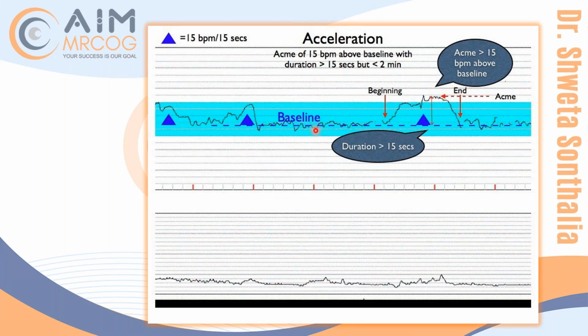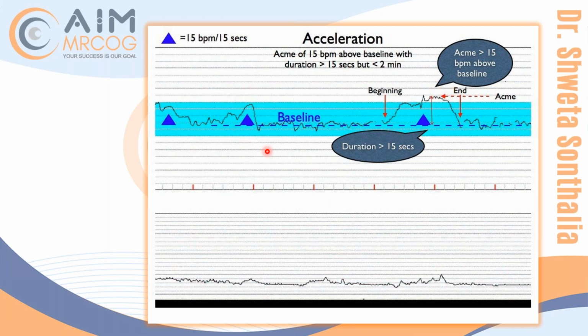Now acceleration, how does it look like. If you see, this is the baseline. This is a CTG, right? So this is the baseline falling. Above the baseline, 15 beats and 15 seconds. So we know 15 beats means 3 small boxes. So 3 small boxes up, the 15 beats, and 15 seconds means one horizontal line is 60 seconds. So a quarter of the horizontal line will become the 15 seconds. So more than 15 beats, more than 15 seconds will become the acceleration.